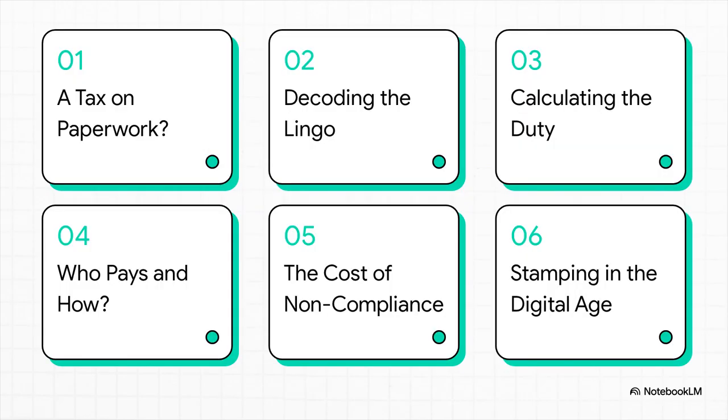So here's our roadmap. We'll start with the why behind this tax on paperwork. Then we'll decode some of that legal lingo. After that, we'll get into calculating the duty, figure out who pays and how, and then, the really important part, what happens if you don't comply. Finally, we'll see how this old law is catching up with the digital age.